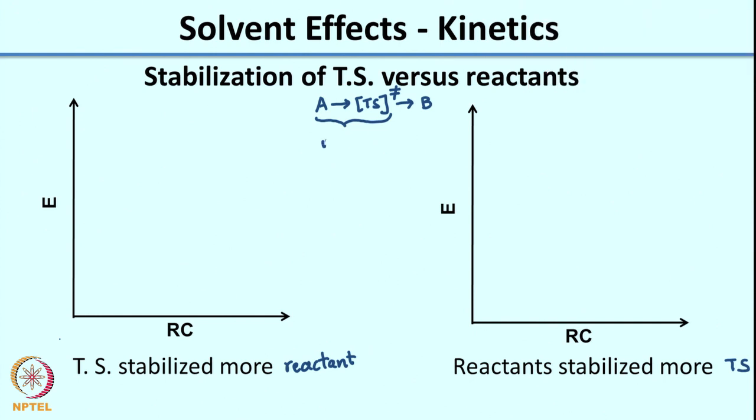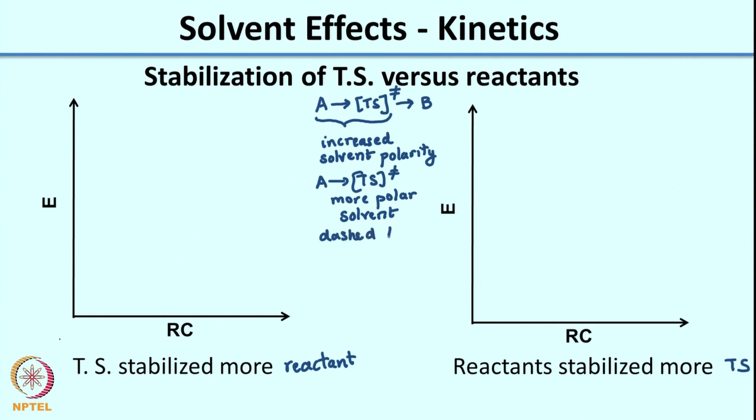Then you imagine that you have increased solvent polarity for this reaction. So when you increase the solvent polarity, you would get a new reaction coordinate. Again, more polar solvent. You can show this with a dashed line. So I have now given you two scenarios. In scenario A, your transition state is stabilized more than the reactant with a greater solvent polarity. In case B, the reactants are stabilized more than the transition state. So you go ahead and do this exercise in your notebooks. You can press the pause button on the video now.